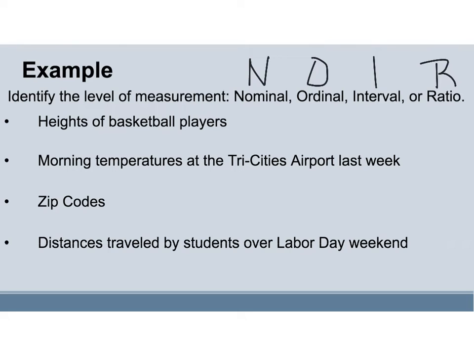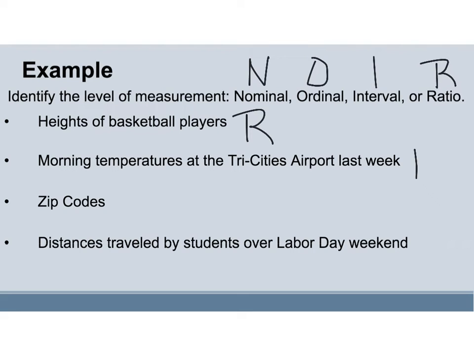Heights of basketball players. Okay, let's think about it first. Heights is a quantitative data measurement, so that makes it interval or ratio. It's not temperature or years, so it would be ratio. Morning temperature at Tri-Cities Airport last week. Well, I just said the interval is temperatures or years, so that would have to be interval.